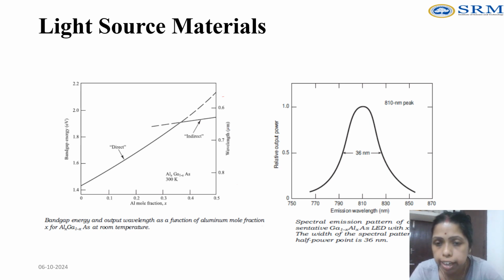If you plot the wavelength versus the radiated output for a light source material or LED, you get a little bit broad spectrum response. It can emit light from 770 to 850 nanometers, and the maximum radiation will be at, suppose, 810 nanometers. It has the maximum radiation intensity. So the band gap corresponds to an 800 nanometer wavelength.